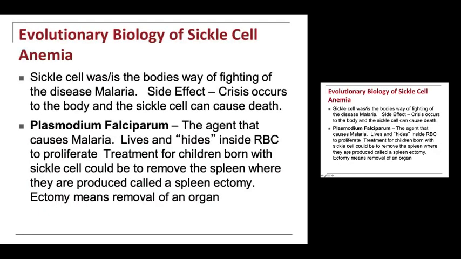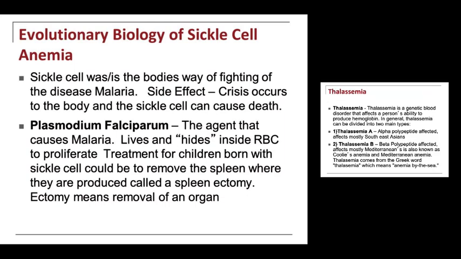The evolutionary biology of sickle cell anemia. Sickle cell was the body's way of fighting off the disease malaria. The side effect is the crisis that occurs in the body, and sickle cell can cause death. The agent that causes malaria is Plasmodium falciparum, and it lives and hides inside a red blood cell to proliferate. The treatment for children born with sickle cell could be to remove the spleen, and they call that a splenectomy, where they remove the entire organ, which is the ectomy portion.